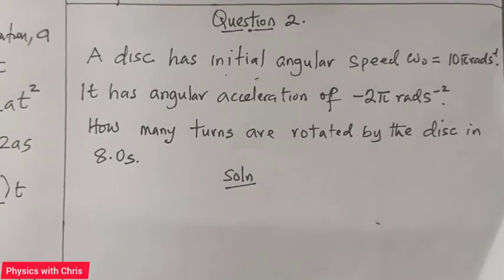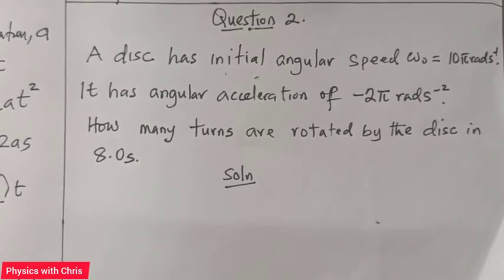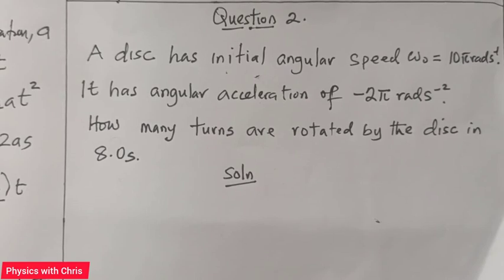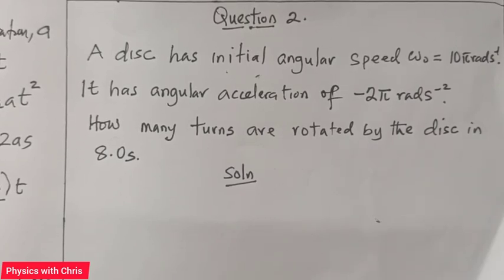In this video, I'm going to be looking at another question, and this question is also in line with the equations of motion of a body moving in a horizontal circle. That is, when a body moves in a constant circular motion with a constant speed. Now, a disk has an initial angular velocity of 10 pi radian per second.